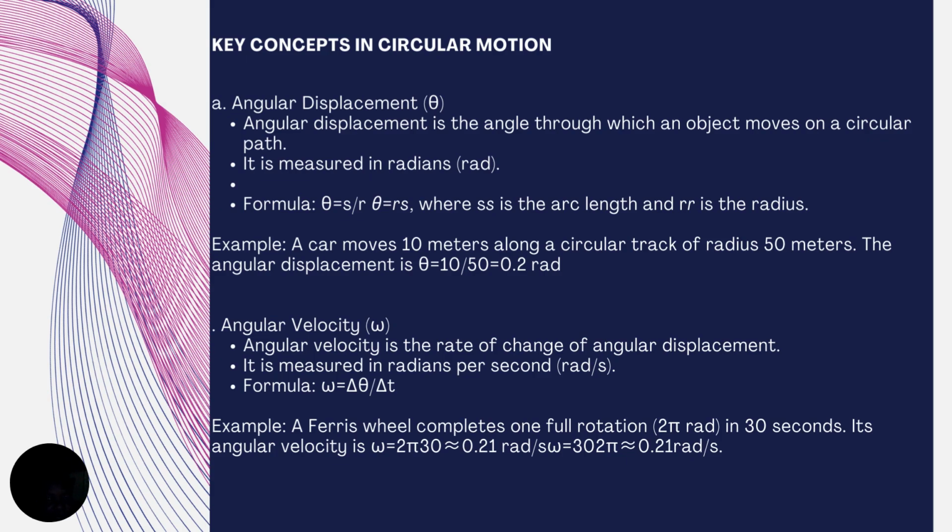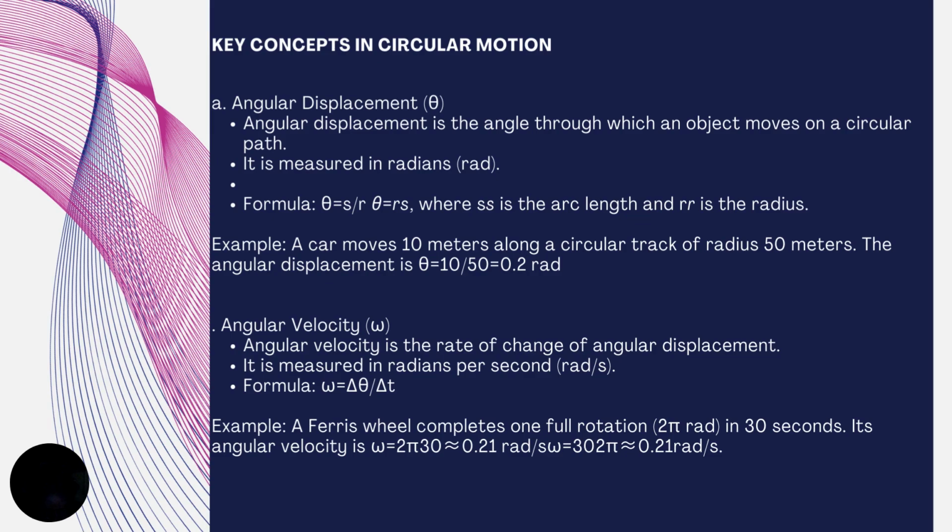Now let me explain something to you. Pi in radians represents 180 degrees. So if you are saying 2 pi radians, then you're talking about 360. That's why it's a full rotation. 2 pi radians is 360 degrees in 30 seconds. So the Ferris wheel completes an angular displacement of 2 pi rads in 30 seconds.